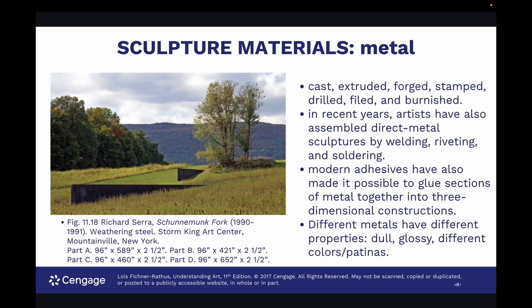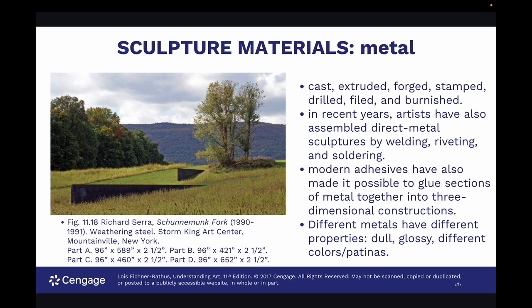Metal can be cast, extruded, forged, stamped, drilled, filed, and burnished. And in recent years, artists have also assembled direct metal sculptures by welding, riveting, and soldering. Modern adhesives have made it possible to glue sections of metal together into three-dimensional constructions. And different metals have different properties: dull, glossy, different colors, and patinas.